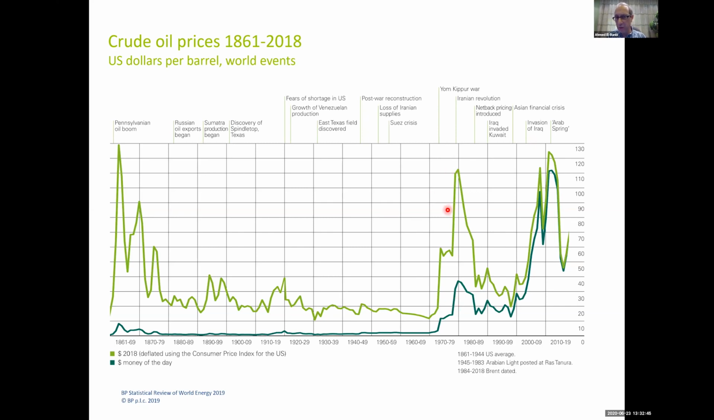The light green is what you really need to look at. This is how it felt back then for the people in the 1980s. This is how the price of oil felt to them. So you can distinguish here three peaks of oil price.